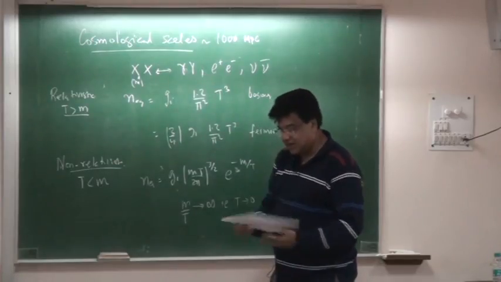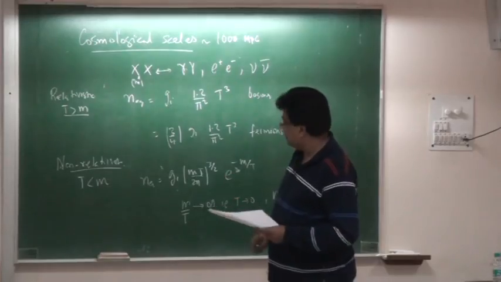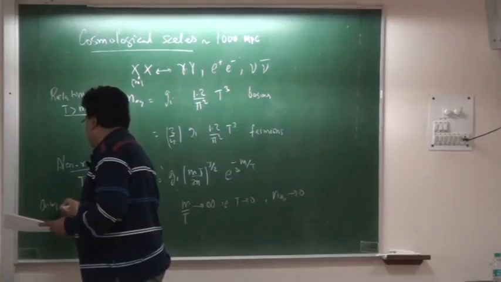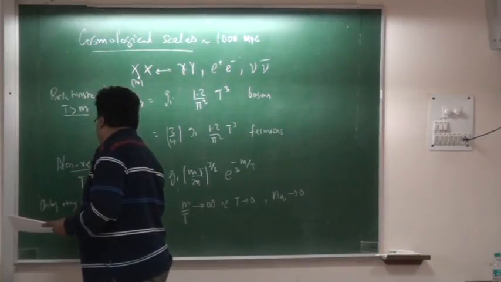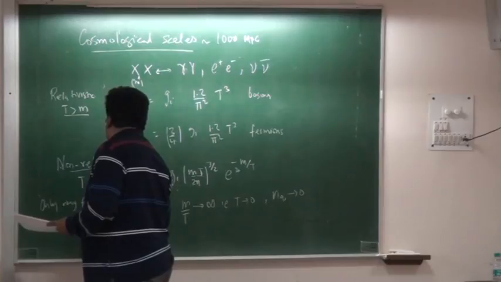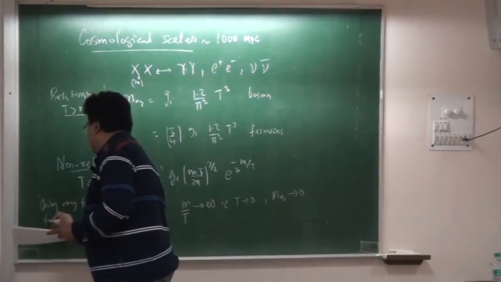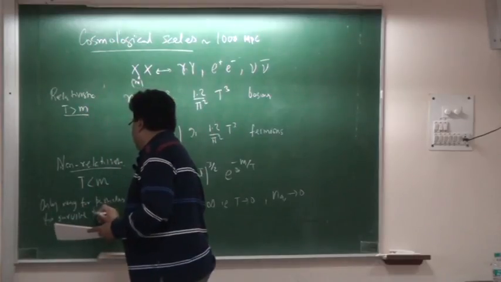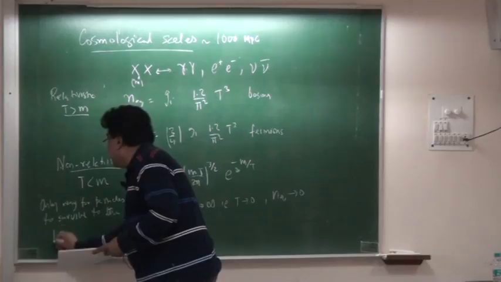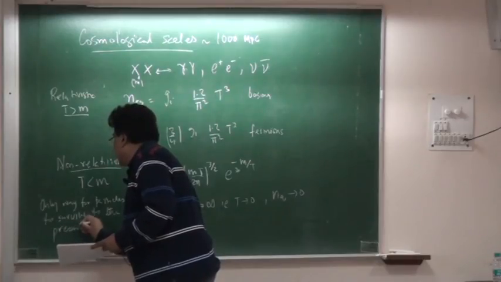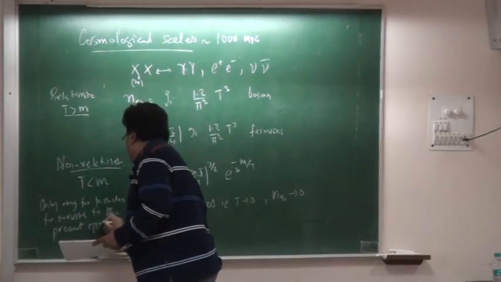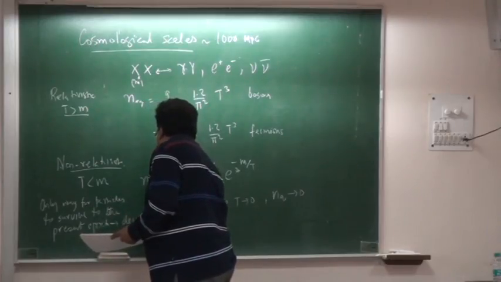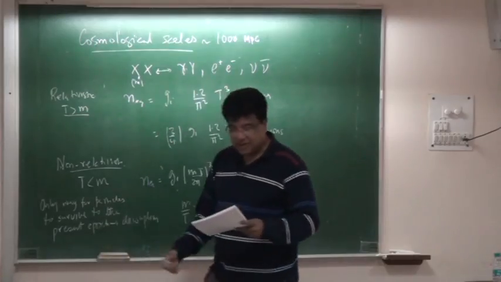So this is a calculation that I will do in detail now. This is called decoupling. So I will just write this down. The only way for particles to survive to the present epoch is decoupling. And I will now tell you what exactly is decoupling.